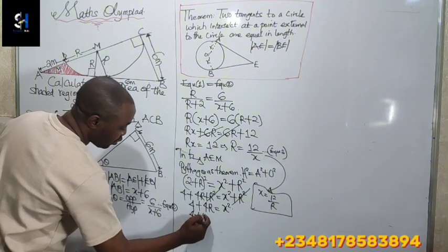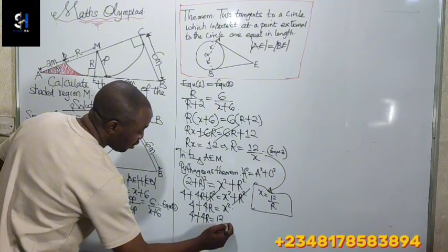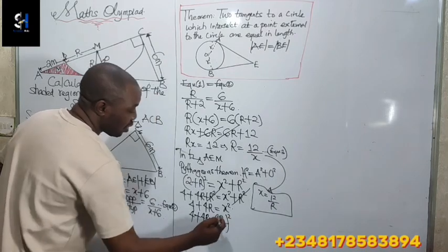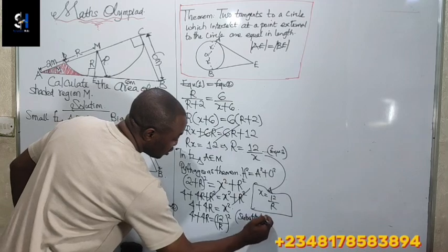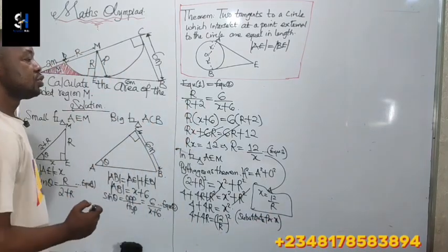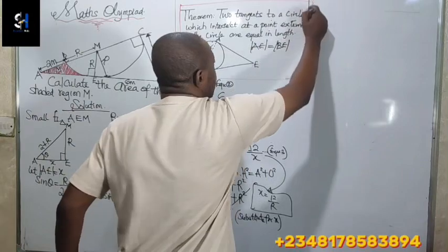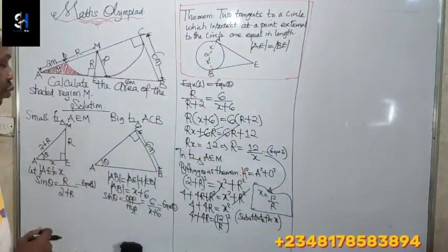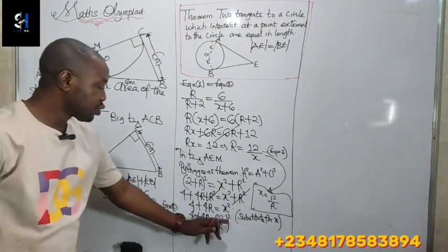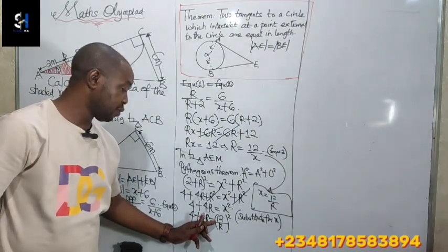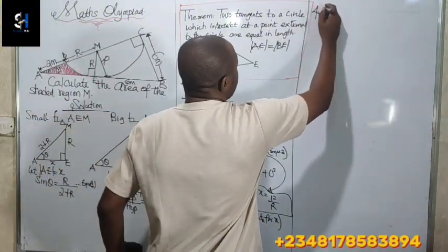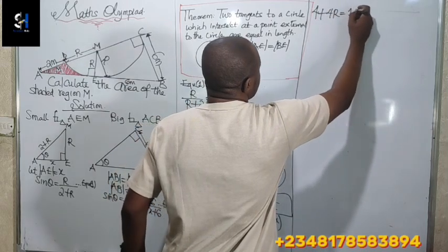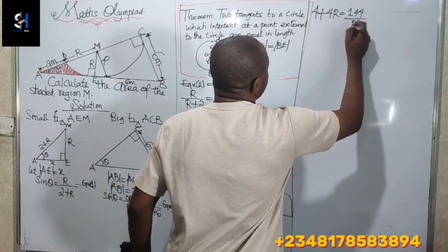So I have here 4 plus 4r equals 12 over r raised to the power of 2. What we have done here is substitute for x. Now, we have 4 plus 4r equals 12 squared over r squared. When we square 12, that will be 144, and when we square r, that will be r raised to the power of 2. So we now have 4 plus 4r equals 144 over r squared.